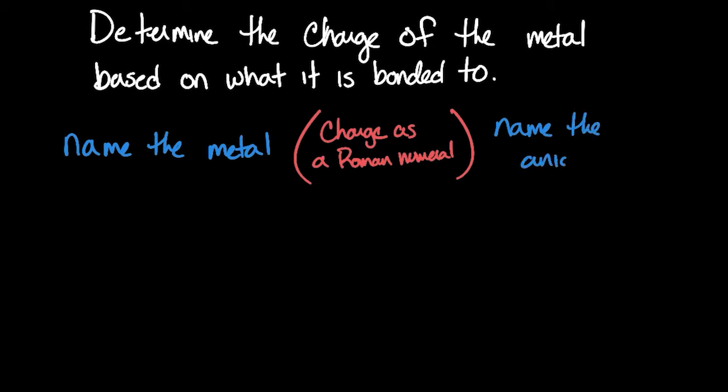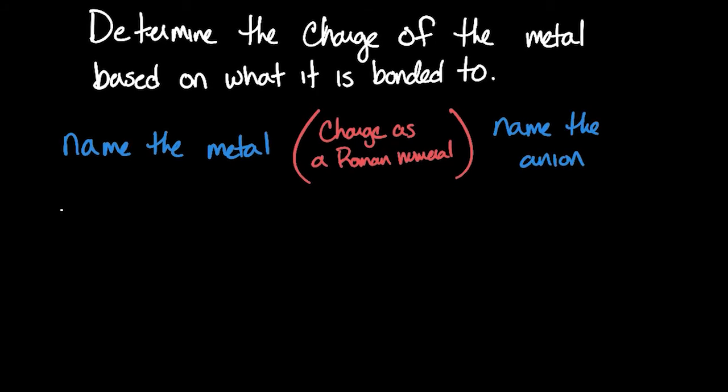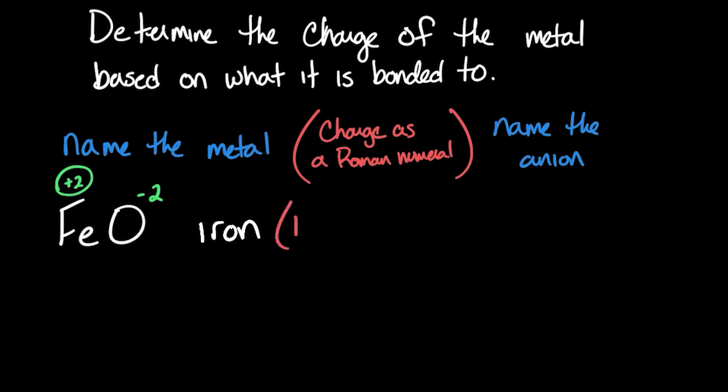Let's start with the example FeO. So Fe is iron, and iron is a transition metal. So I can't predict its charge based on the periodic table. However, I know that oxygen has a -2 charge, and iron must cancel out that -2 charge. So in this case, iron's charge must be +2. So to name this compound, say iron, 2 as a Roman numeral for the charge, and then oxide.